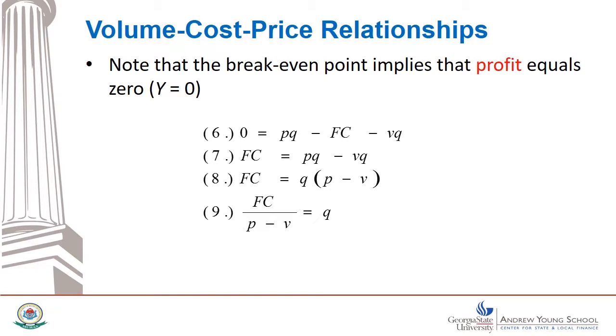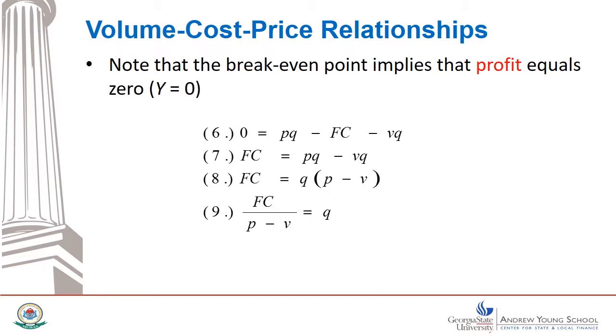Note that a break-even point implies that profit equals 0, or where revenues just cover all of our costs. Restated in abbreviated form, it's y equals 0. Equation 6 inserts 0 as profit in the prior equation 5. It reads as the break-even of 0 profit is equal to the product of price multiplied by quantity, then minus any fixed costs, then minus the product of variable costs times quantity.